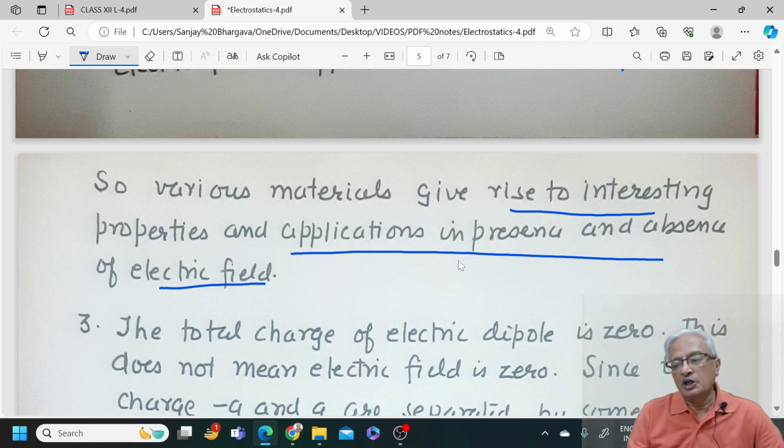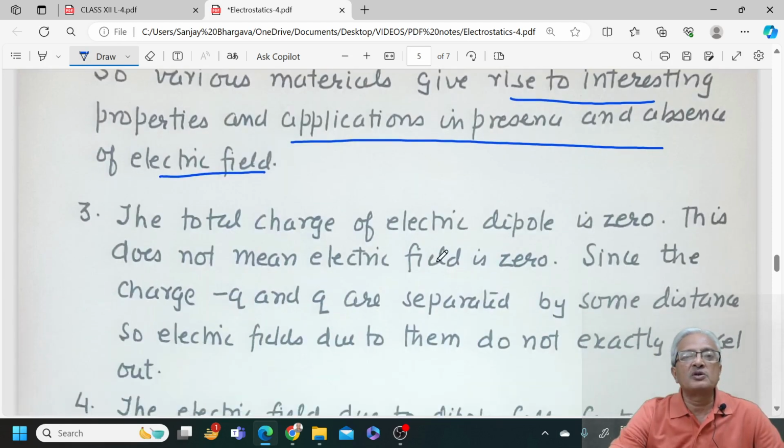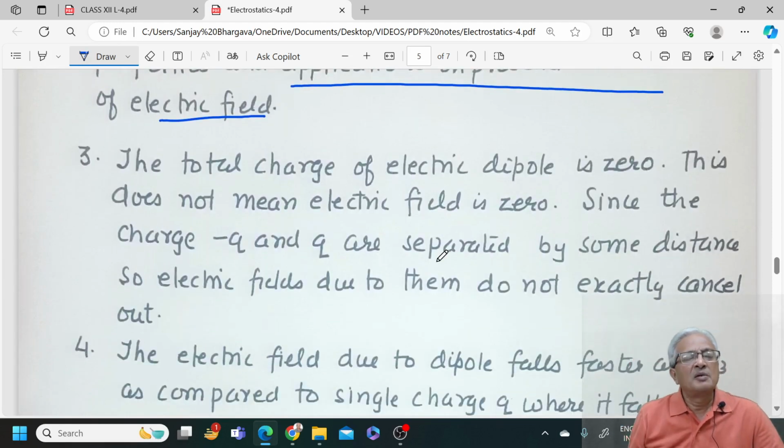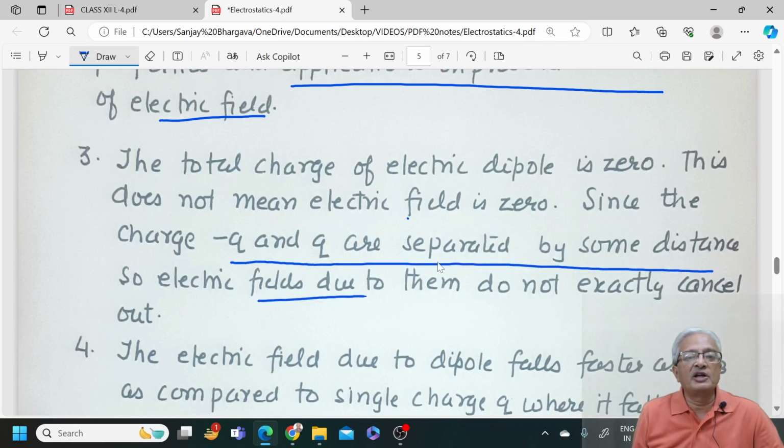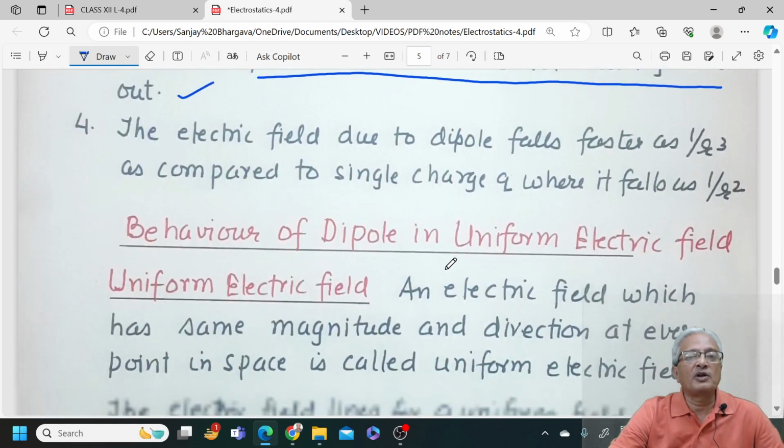Now what we find is that the total charge on the dipole is supposed to be 0. So it may make me feel that the electric field may be 0, but really the electric field is non-zero. We have found that at the axial point and at the equatorial point, the electric field due to a dipole does exist. And why? Because the charges minus q and plus q are separated by some distance, so the electric fields due to them do not exactly cancel out. And that is why we find a resultant field at the axial point and at the equatorial point also.